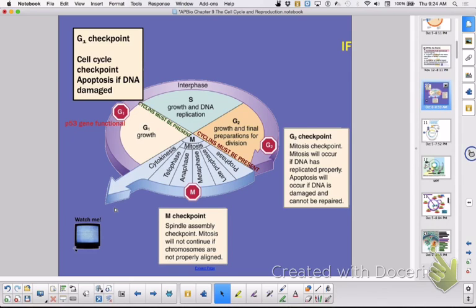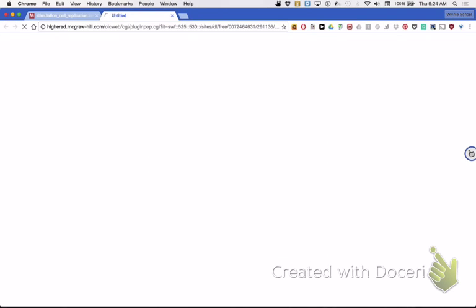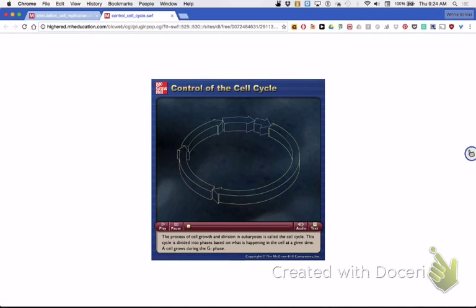And then partway through mitosis, you're doing nuclear division. Let's check. Everything going all right? Are the chromosomes separating appropriately? Because if not, we need to stop. Okay, and then let's watch this one. Watch me now.